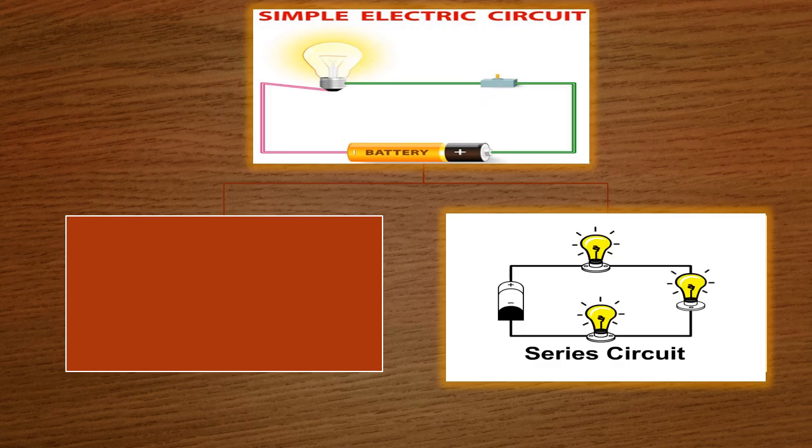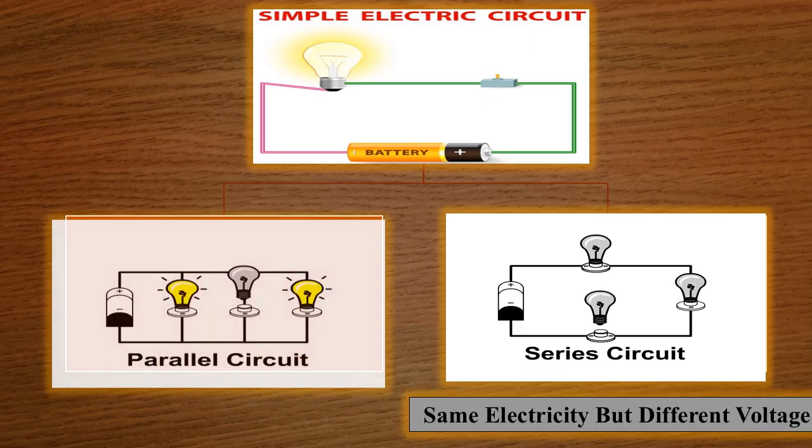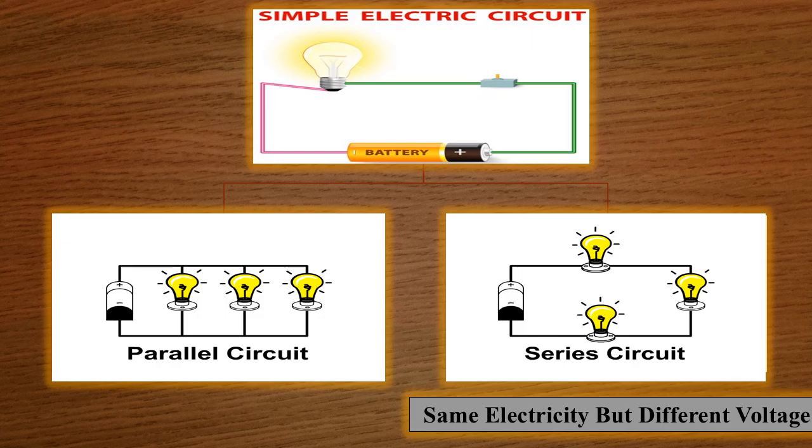So the potential difference is not the same for each of the bulbs, but the electricity flow is similar for each of the bulbs. Now we go for the second type of circuit. The second type of circuit is the parallel circuit, and this type of circuit is created with parallelly joined devices. When you create a circuit joining the devices parallelly, it is called a parallel circuit.